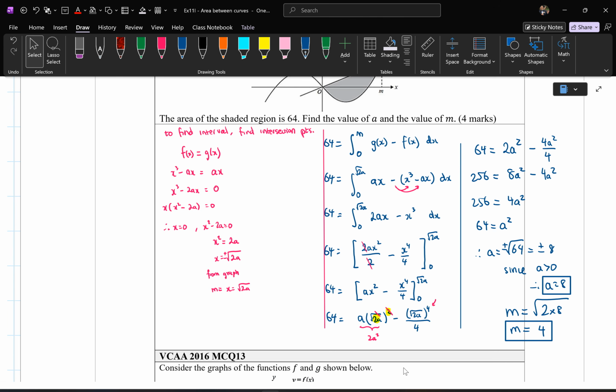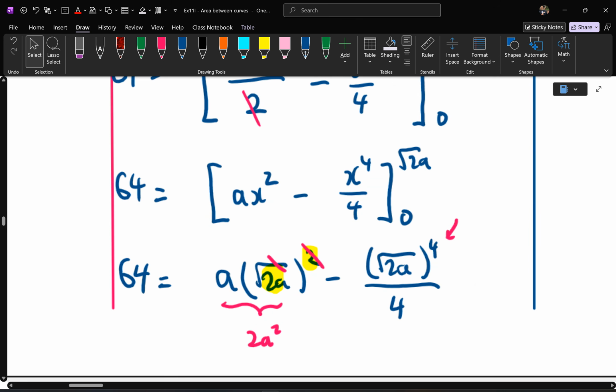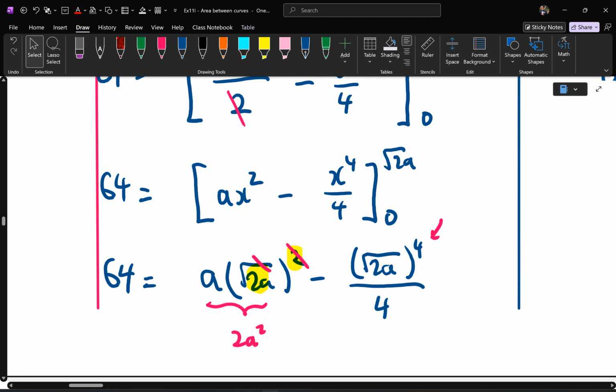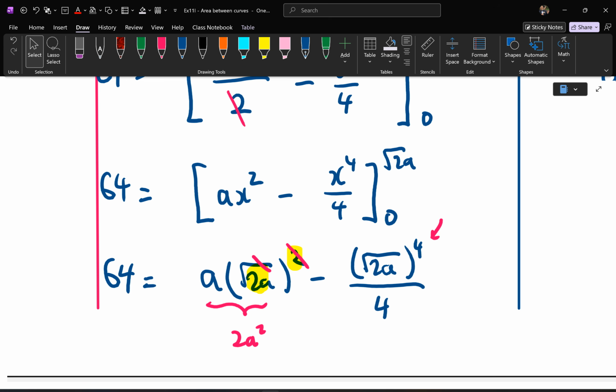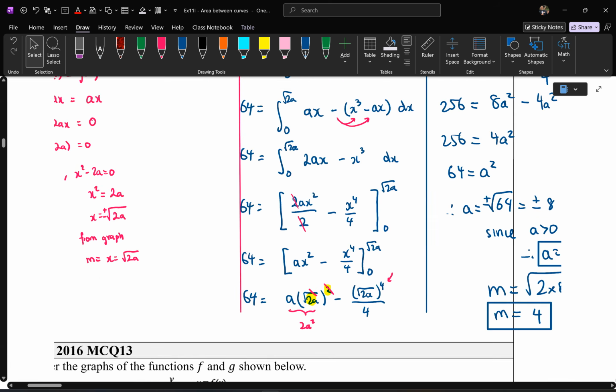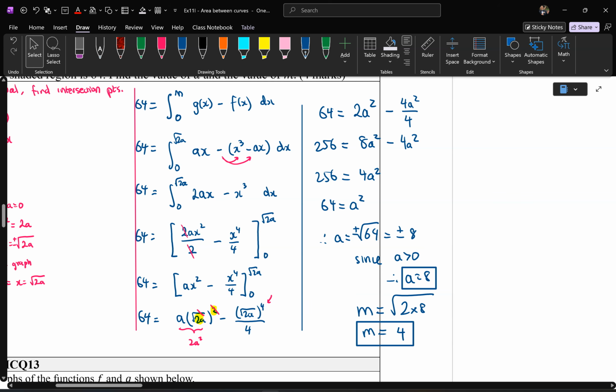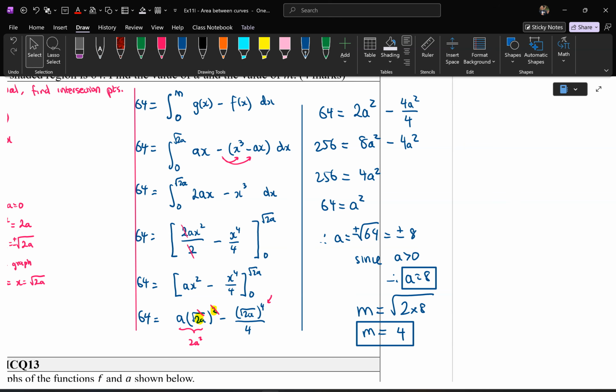The only thing I can see that students screwing up is probably the substitution. So when you get up to this step, where you're substituting root 2a into x squared, remember squared and square root cancels out, so that ends up being 2a times a. And this one is to the power of 4, so it ends up being 2a squared. So it's just being able to do that algebraically with your surds and fractions. And if you did do that correctly, you should end up with 2a squared minus 4a squared on 4 equals 64. And it's your ability to solve through this equation.